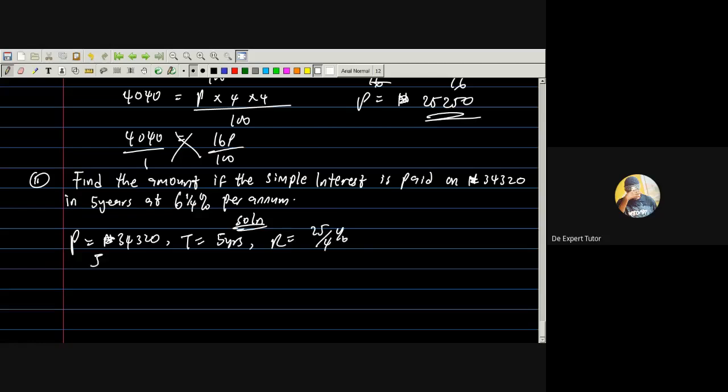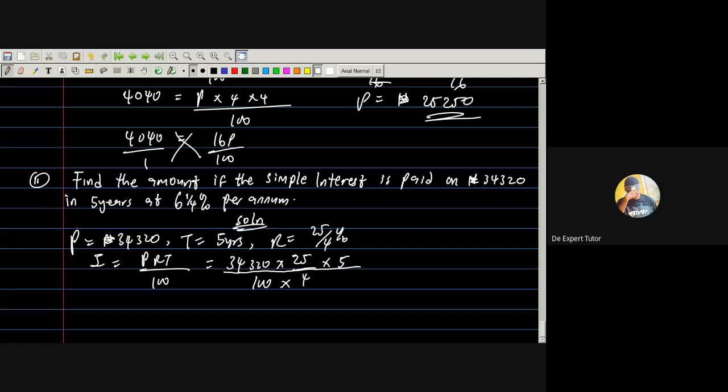First, find your interest. PRT/100. Okay, so my principal is 34,320. My rate is what? 25/4. Then my time is 5 years. Then all over 100. See that you're over 100, so don't multiply with it because there will be a denominator. So let me just divide this through. If you divide this through by yourself, you'll be getting something like this.